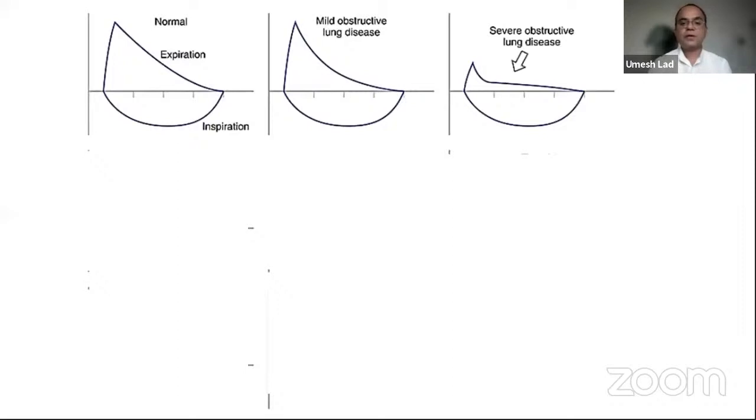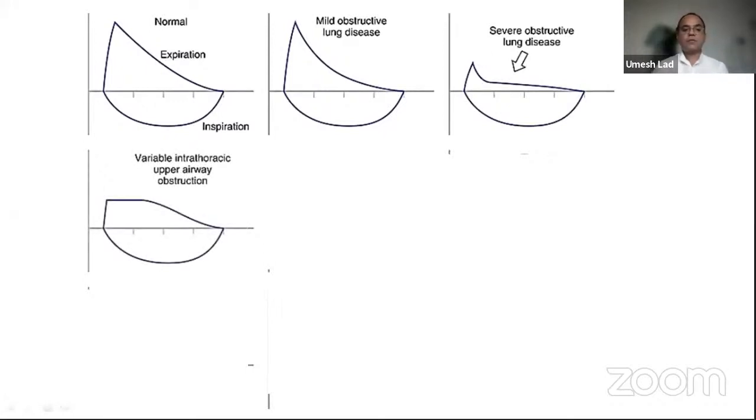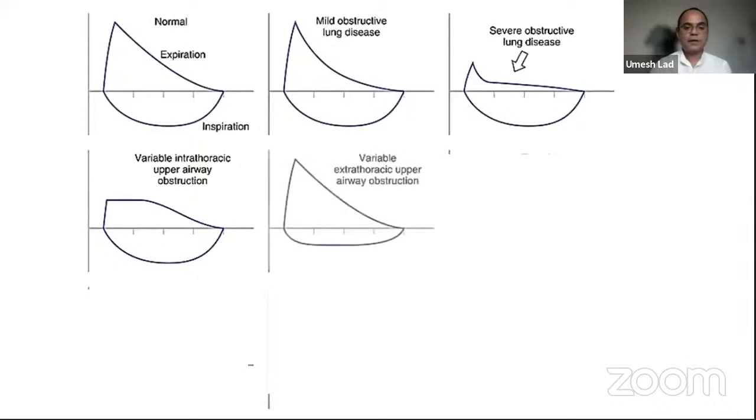Okay, that's why the upper portion of the graph will look like this. This is severe obstructive lung disorder. Then variable intrathoracic upper airway obstructions. There can be various causes, and this is variable. Then variable extrathoracic upper airway obstructions.